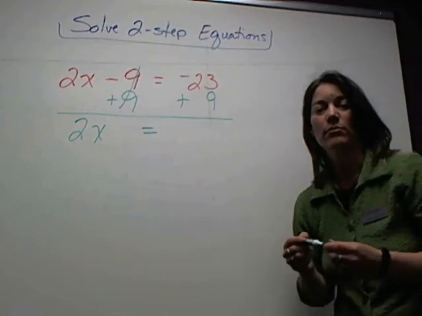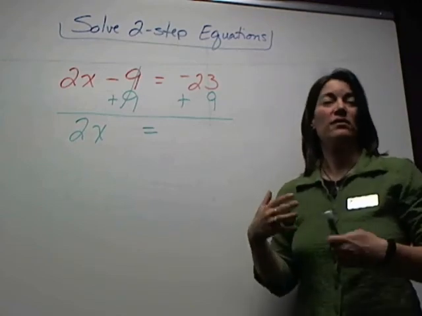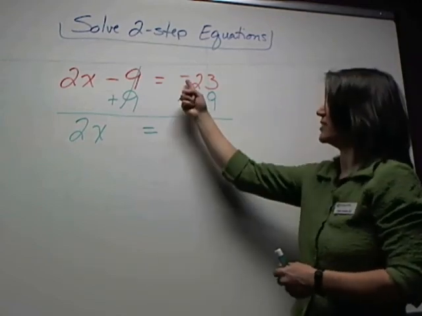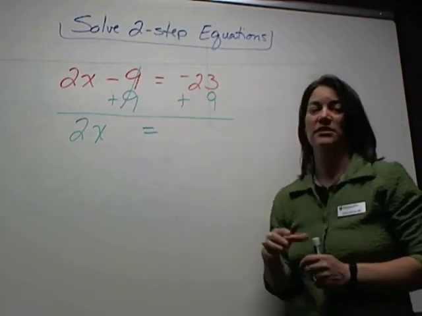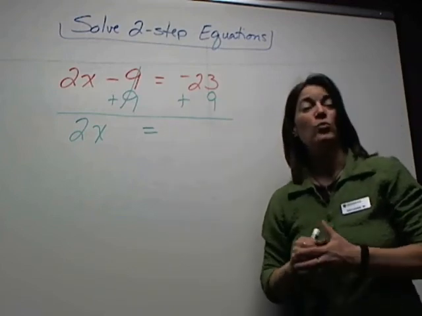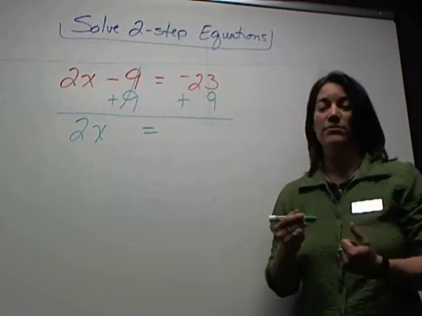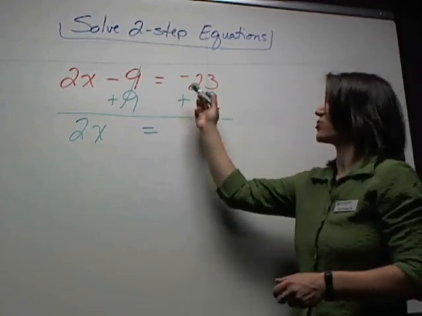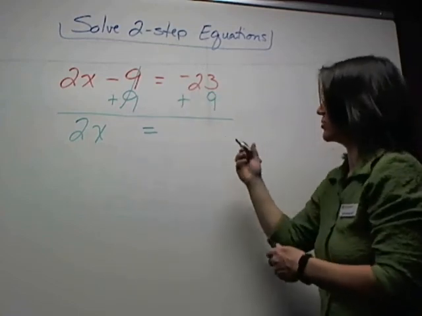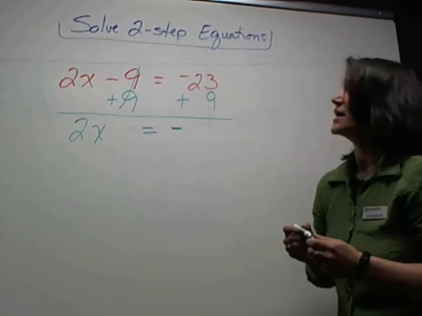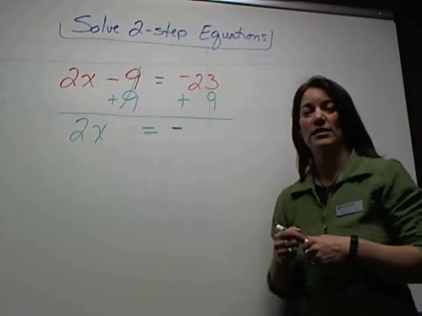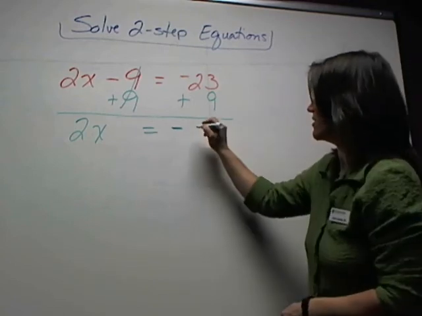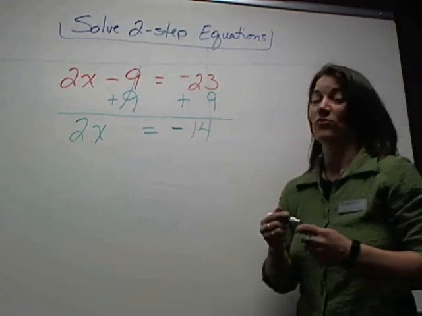Now we have to remember our adding rules with positives and negatives. I have a negative and I'm adding a positive. With one of each sign we subtract and keep the sign of the larger. 23 is larger than 9, so it's going to have a result that's negative. And now I have to take 23 and subtract 9. That gives us 14.